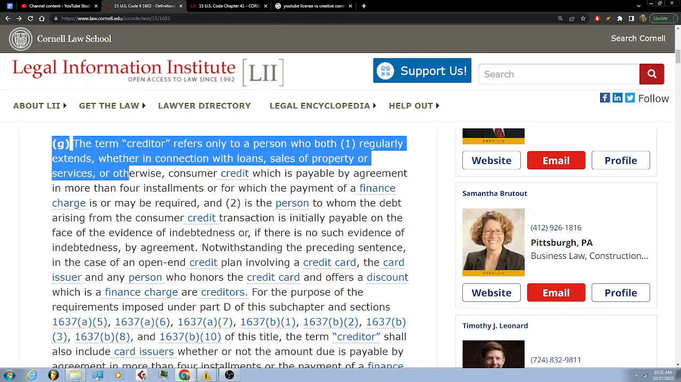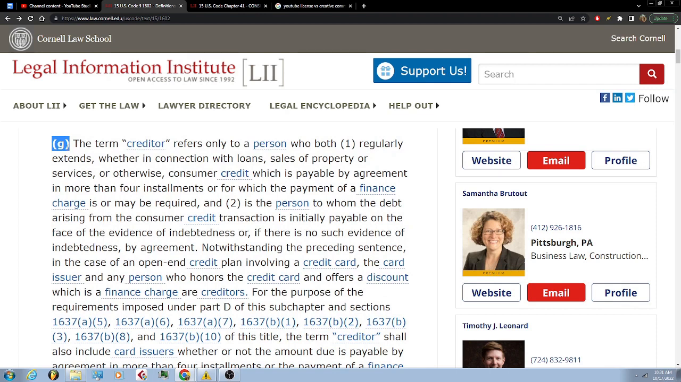G. The term creditor refers only to a person who both, one, regularly extends, whether in connection with loans, sales of property, services, or otherwise, consumer credit, which is payable by agreement in more than 4 installments, or for which the payment of a finance charge is or may be required. And 2, is the person to whom the debt arising from the consumer credit transaction is initially payable on the face of the evidence of indebtedness, or if there is no such evidence of indebtedness, by agreement.